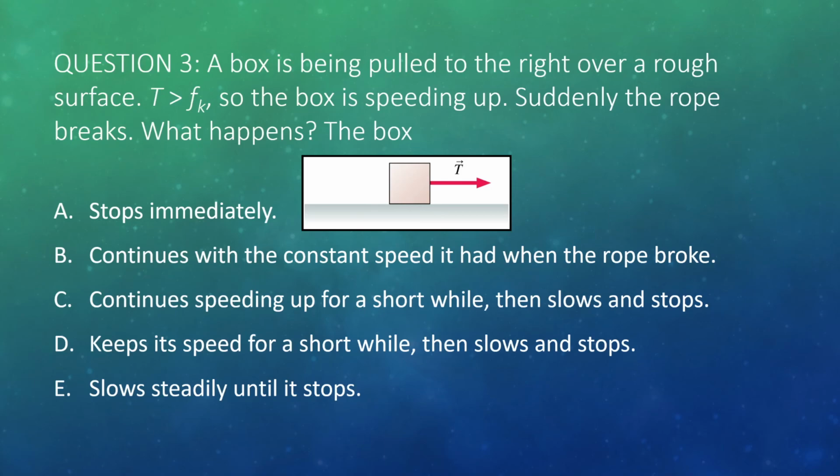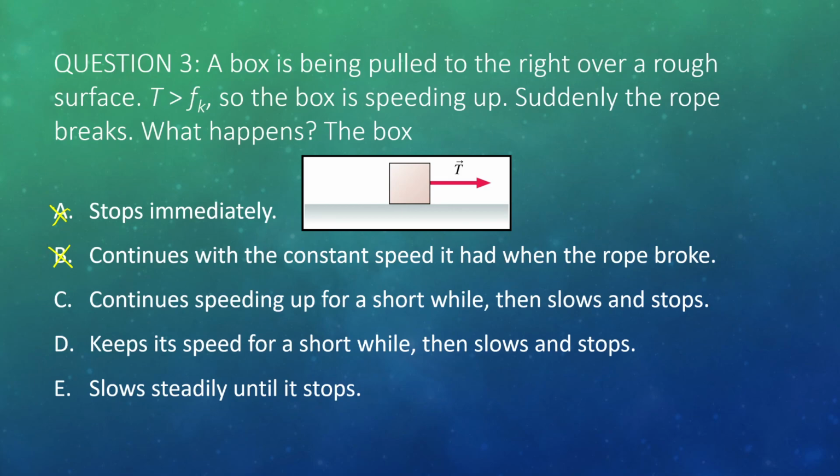All right, so this one tends to trick people. It's not going to instantly stop. I mean, there's some forward momentum that's going to carry that thing forward, so no. It'll continue with a constant speed that it had when the rope broke. Some people choose this, but remember, in this case, we are taking friction into account. So with friction being taken into account, it will certainly start to slow down as soon as the force being applied disappears.